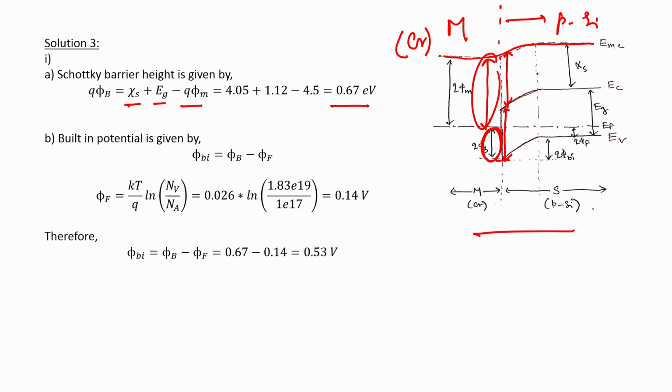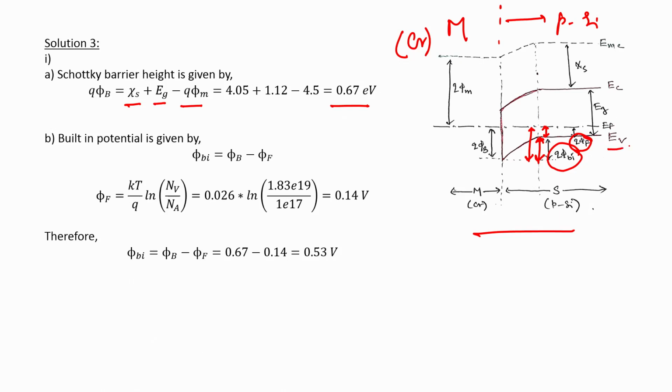Now the next part is what is the built in potential. So basically I have to find out the built in potential now. The built in potential you can find from the Schottky barrier height. Now we have to find out the value of this height, and that can be found from the Schottky barrier height minus this much, which is written as Q phi f, which is nothing but the separation of the Fermi level from the valence band edge EV.